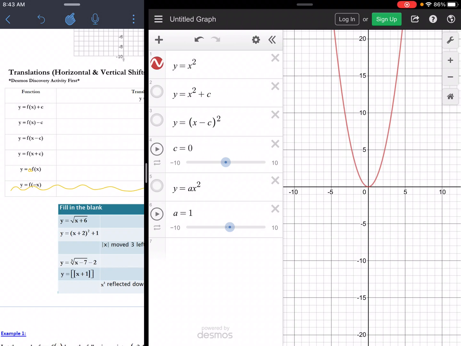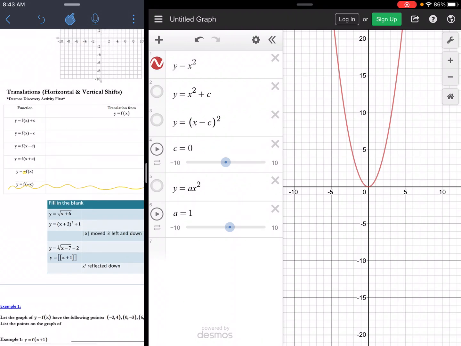Hey everyone, so today we're going to be working on translations, specifically horizontal and vertical shifts, so moving up and down, left and right. We'll talk briefly about some stretching of our graphs, but that's going to actually be more in next unit. So what we want to talk about first here is horizontal and vertical shifts on a graph, and I kind of wanted to show you a general idea.